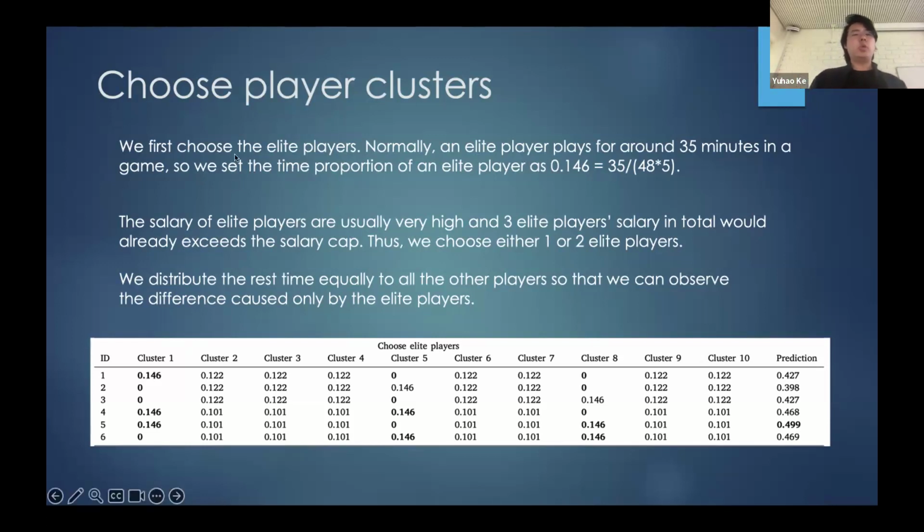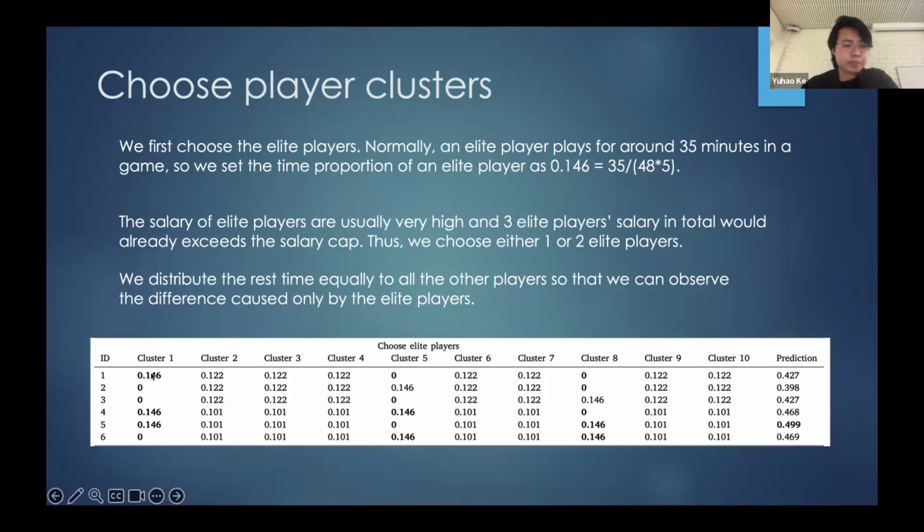First, we choose the elite players. Remember, we have identified clusters 1, 5, 8 as the elite clusters. They are all elite players, very good players. And normally, an elite player plays for around 35 minutes in a game, so we know the playing time for them. We set the time proportion based on these 35 minutes: 35 minutes divided by 48 minutes, the whole game, and we have 5 players always on the court. So here is the time proportion for one single elite player.